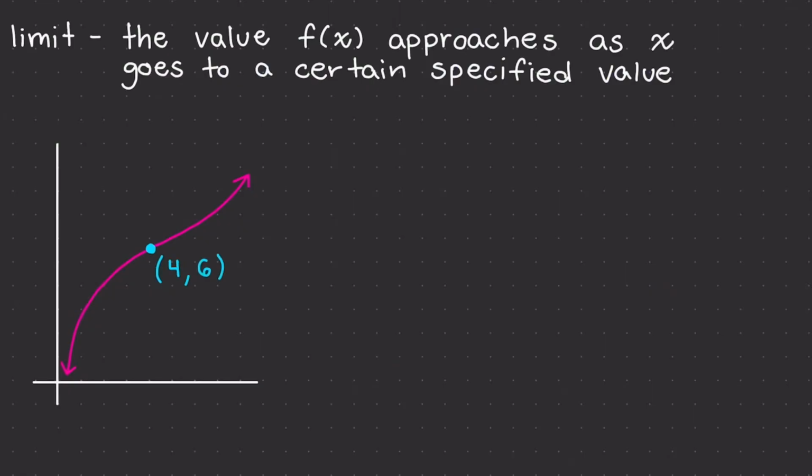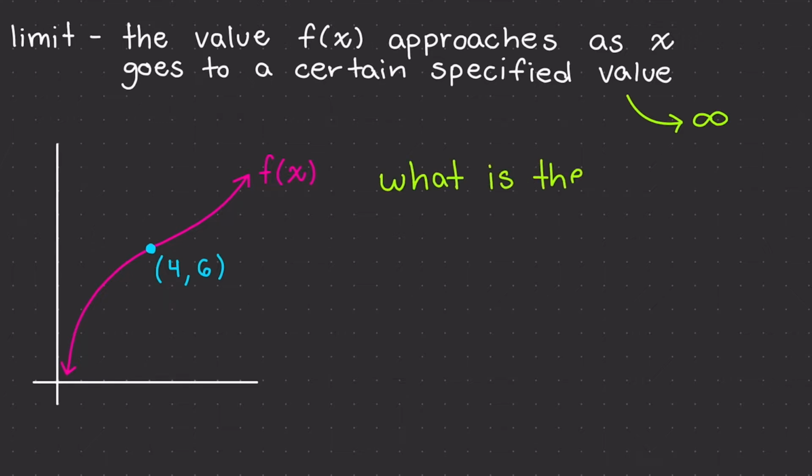A limit is the value a function, or the dependent variable, approaches as x, or the independent variable, goes to a certain specified value. This value can be more abstract, like infinity, which we see a lot in calculus. I drew the function in pink and the point in blue. The x value is 4 and the corresponding y value is 6.